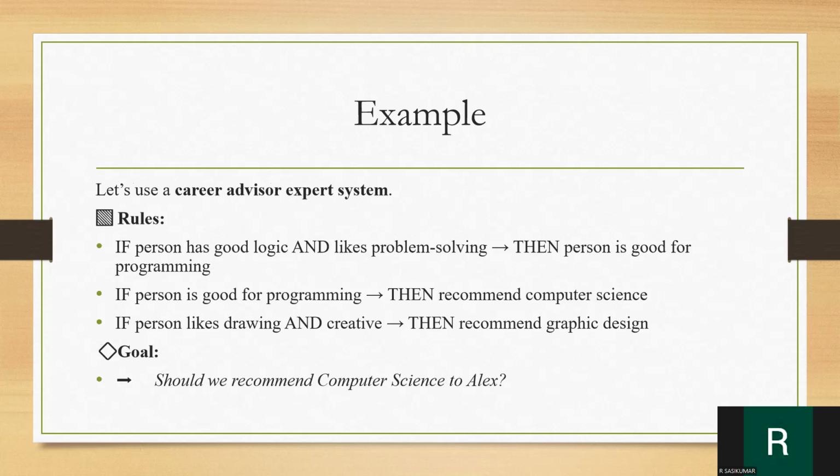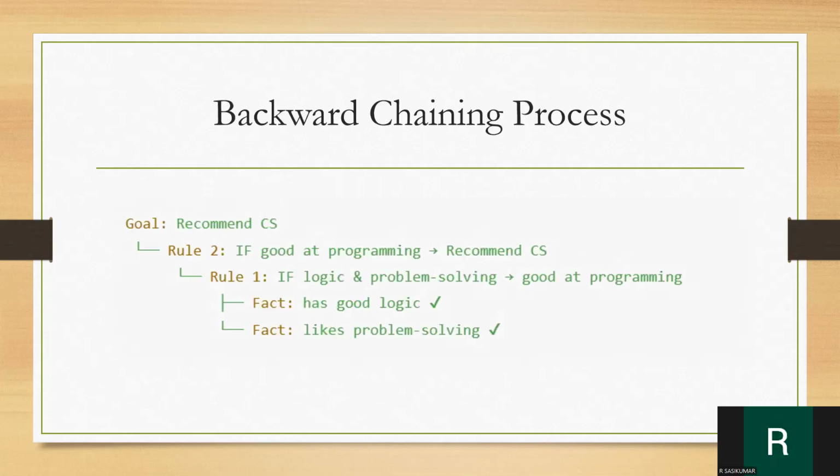So what is the goal? The main goal is: should we recommend computer science to Alex? That is the goal. Backward chaining goes from the goal to find out the known fact. So what is the backward chaining process? The goal is to recommend CS, CS being computer science. Check rule 2: if good at programming, recommend computer science. Then check rule 1: if logic and problem solving, good at programming, then we find out the fact.